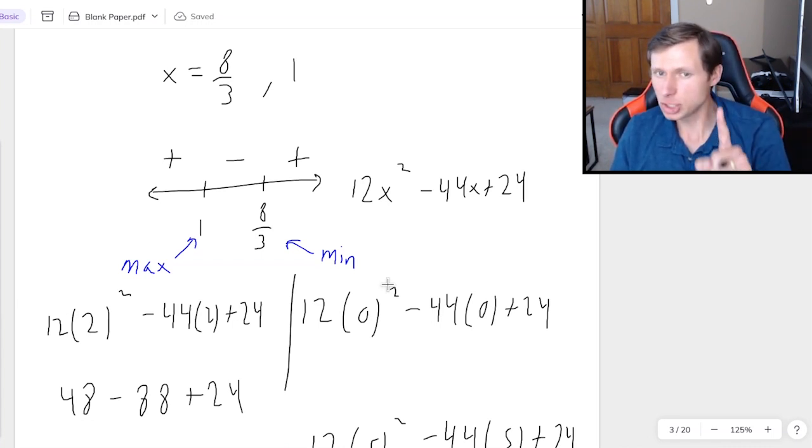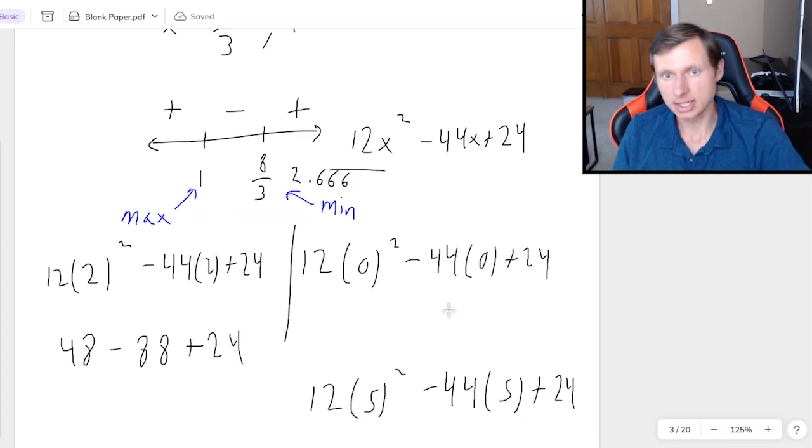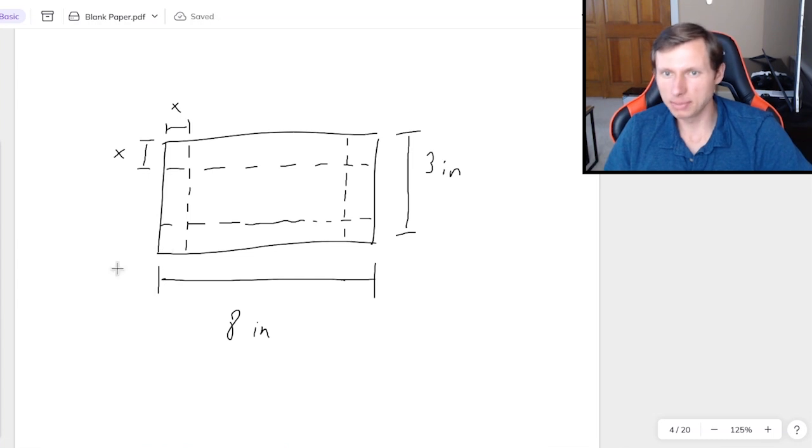But one more thing I just want to point out real quick. 8/3, which remember, that's 2.6 repeating, could not have worked at all for this problem. Why not? Well, if I draw the original problem again, I think you'll see a problem if I take off 2.6 inches on either side of the box. That's more than 3 inches, right? As a matter of fact, I could only take a maximum of 1.5 inches off anyway.